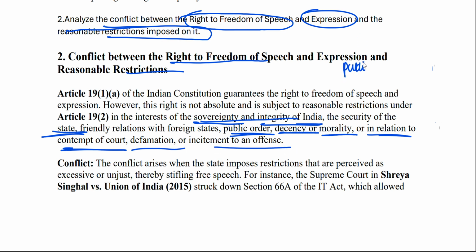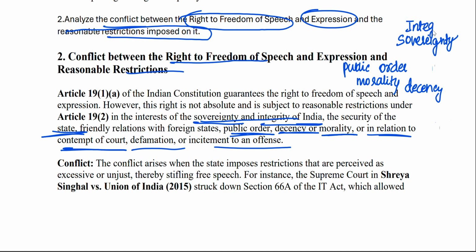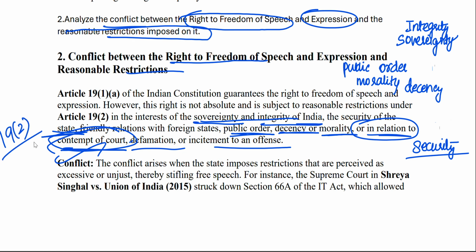So we say public order, morality, decency, sovereignty of the state. Sovereignty and integrity are also included here, as are friendly relations with foreign states and security of the state. Contempt of court is also included here. In 1902 we have contempt of court, but it is not defined in the constitution. Defamation is also not defined in the constitution.